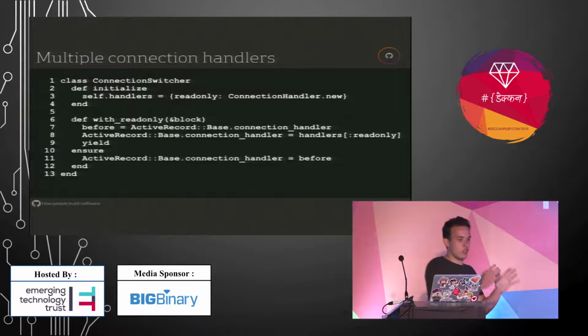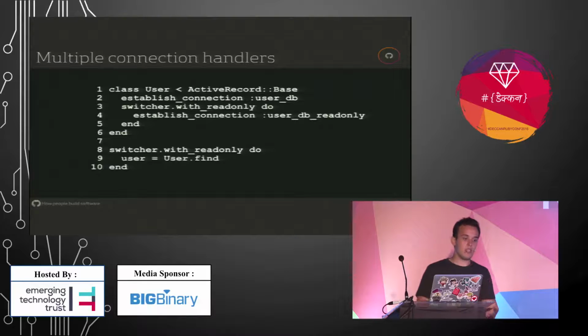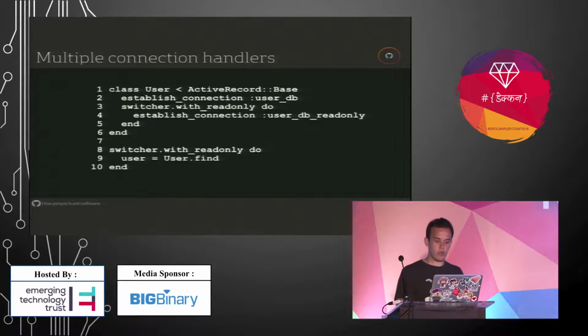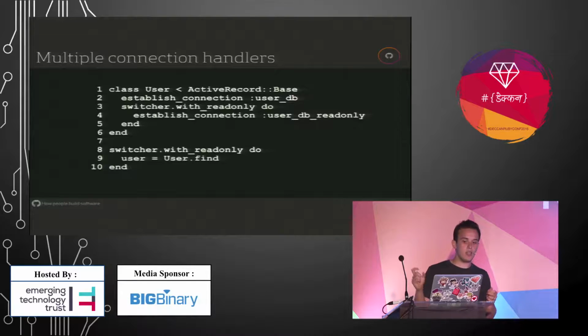So now you can tell it, you should go and use that second connection handler, which is the read-only one, and then swap it back. To use that, you would do something like this, right? That's the user model again. You still have the main established connection, which is the default that's going to establish a user DB connection for the default handler, and you have an established connection for the with read-only. And on lines 8 to 10, that's how you would query a user using the with read-only database. You just use that with read-only, and that's going to swap the connection handler inline.